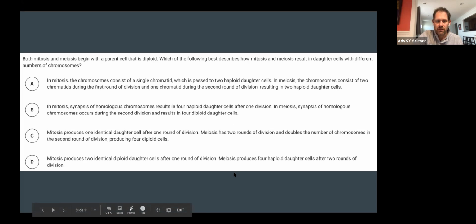So the right answer is D, and the majority of us got that. Let's look at what disqualified A. Mitosis does not make haploid cells. Remember, it goes diploid to diploid, so A's out. In mitosis, we don't have homologs. That one's out. In C, this one says meiosis doubles the number of chromosomes. That's not correct. We want it to be half the number so we can go through reproduction and get back to the full amount. So very good on that one.